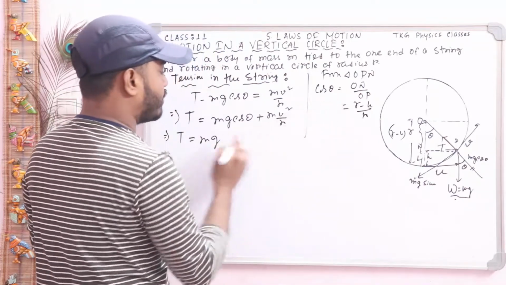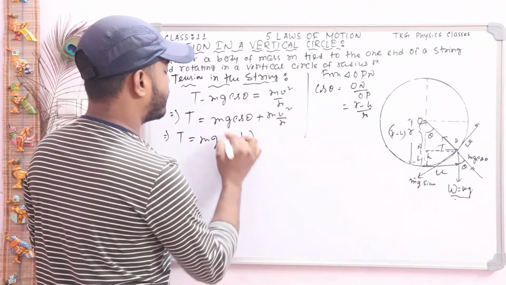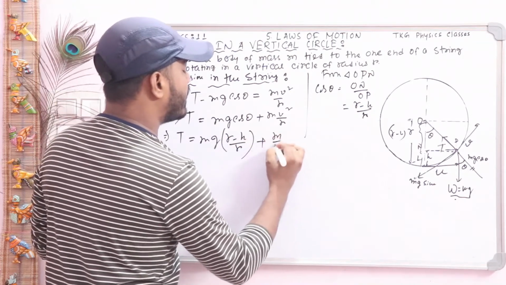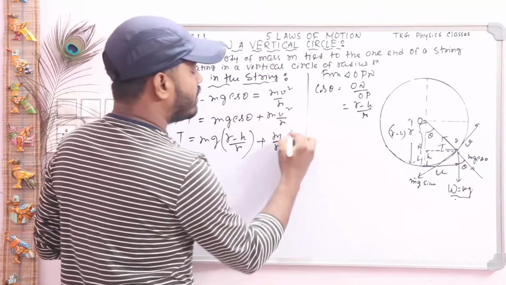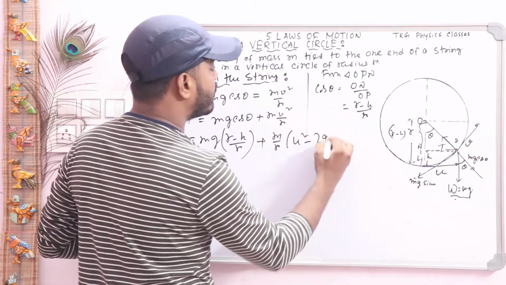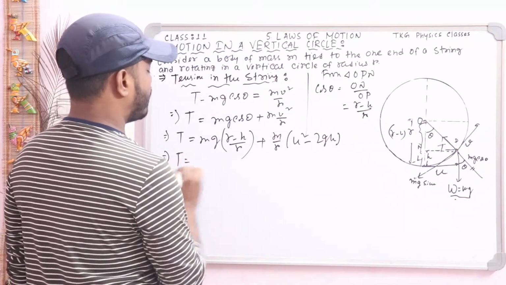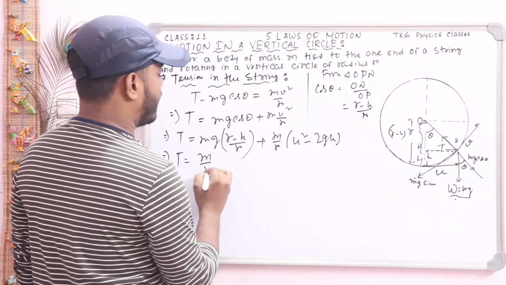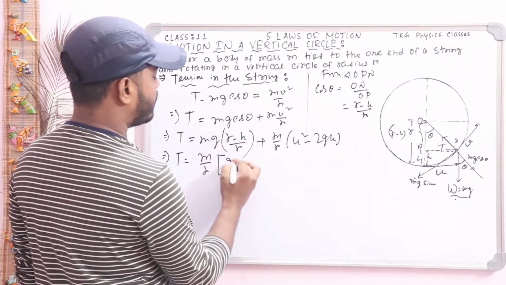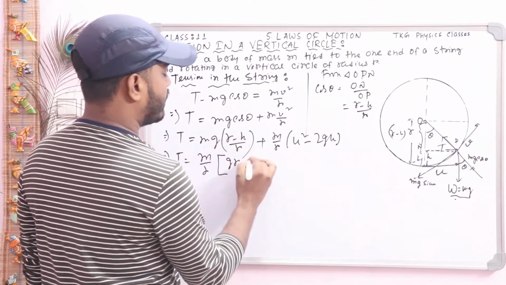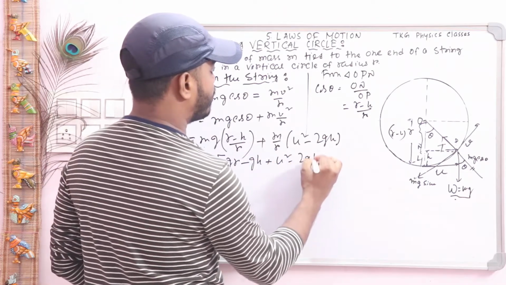Now put this value here: cos theta is (R minus H) divided by R, plus m by R times v square, and we already derived the value of v square, that is u square minus 2gh. Now simplify. T is equal to, taking m by R common, gR minus gh, and u square minus 2gh.